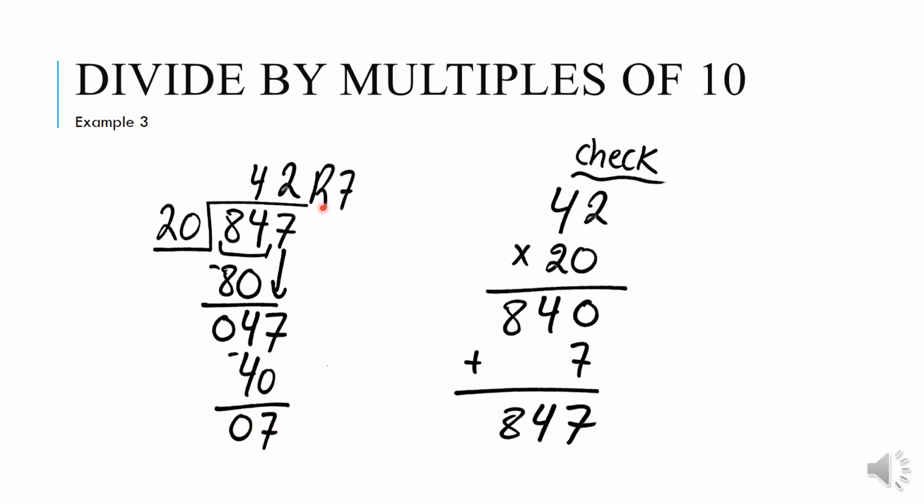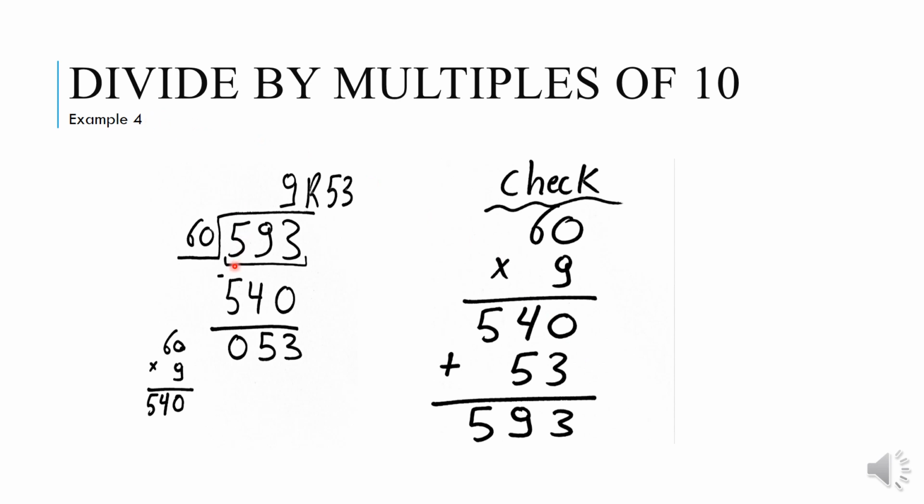7 is the remainder. To check my answer, I have to multiply 42 by 20, which equals 840, plus 7 equals 847. We multiplied the quotient by the divisor and then we added the remainder.